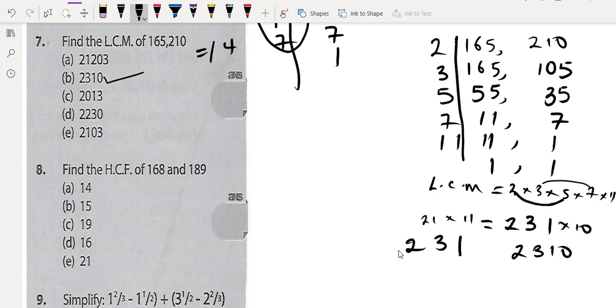Find the HCF of 168 and 189. HCF of 168 and 189. I'm going too fast.